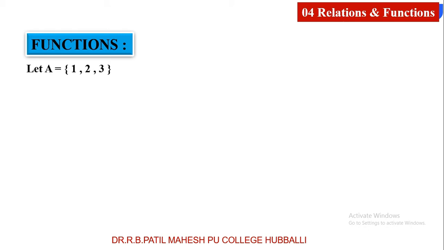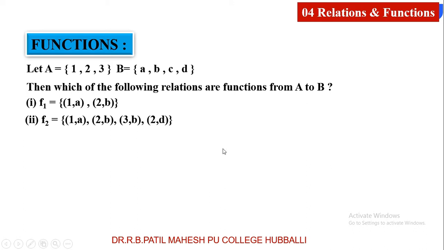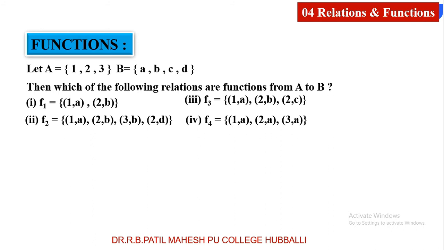Let A equal to the set {1, 2, 3} and the set B equal to {a, b, c, d}. These are the two non-empty sets. Then which of the following relations are functions from the set A to the set B? Let us have those relations. F1 is equal to {(1,a), (2,b)}. F2 is {(1,a), (2,b), (3,b), (2,d)}. F3 is a relation consisting of the ordered pairs (1,a), (2,b), (2,c). And F4 is a relation from A to B consisting of the ordered pairs (1,a), (2,a), (3,a).